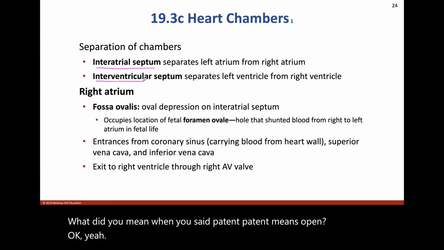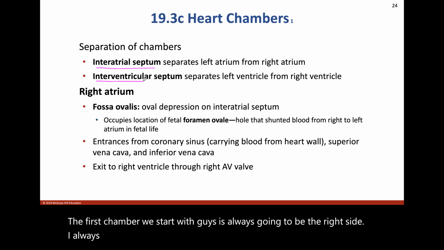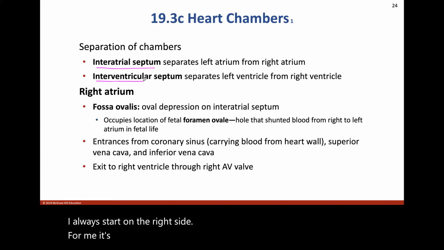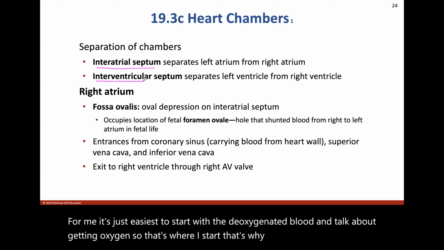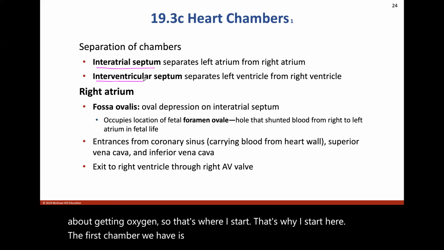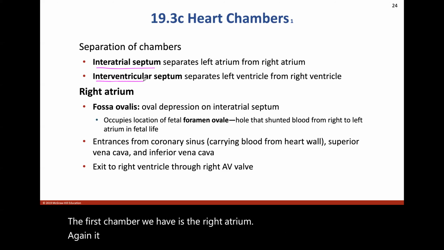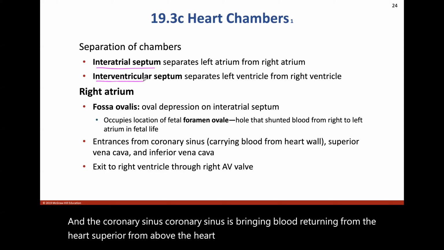The first chamber we start with, guys, is always going to be the right side. I always start on the right side. For me, it's just easiest to start with the deoxygenated blood and talk about getting oxygen. The first chamber we have is the right atrium. Again, it receives blood from the superior and inferior vena cavas and the coronary sinus. The coronary sinus is bringing blood returning from the heart, superior from above the heart, inferior returning blood from below the heart.